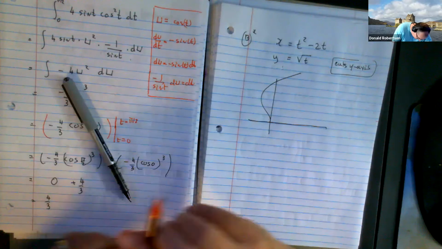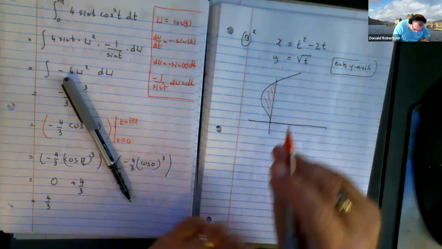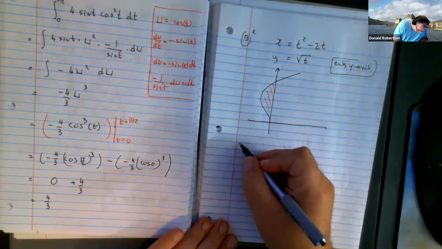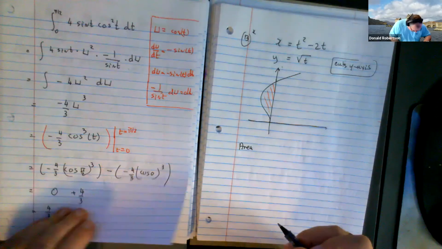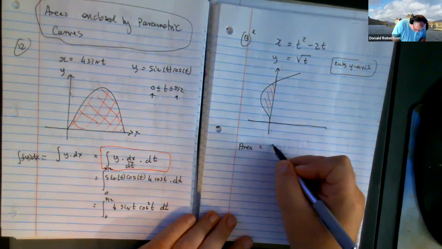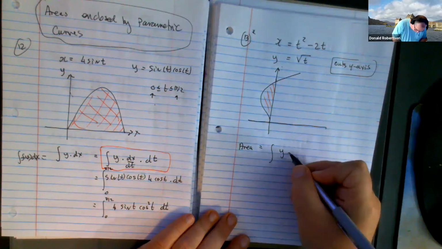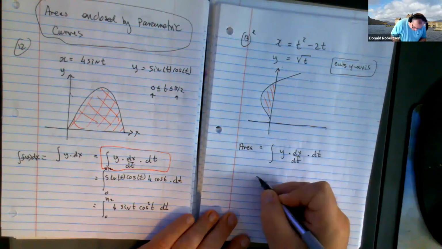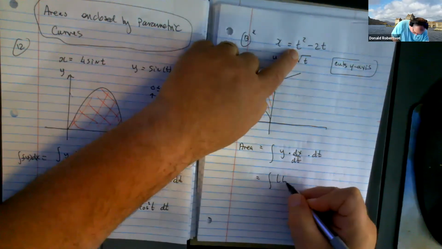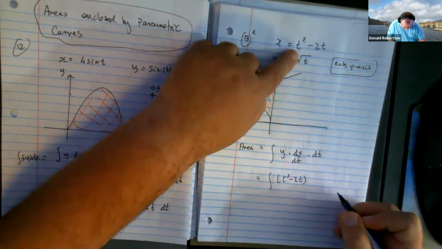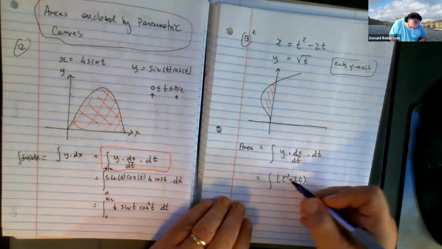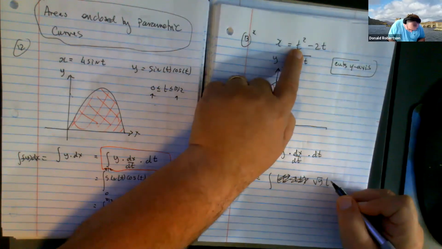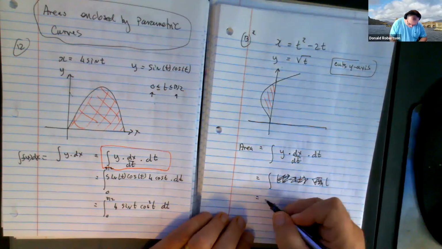Which means it's that guy. Now I know how to get the area. I've got my little formula, which I've got here. It's going to be the integral of y times dx by dt dt. And it's going to be this guy. My apologies, it's going to be this guy times the derivative of this.